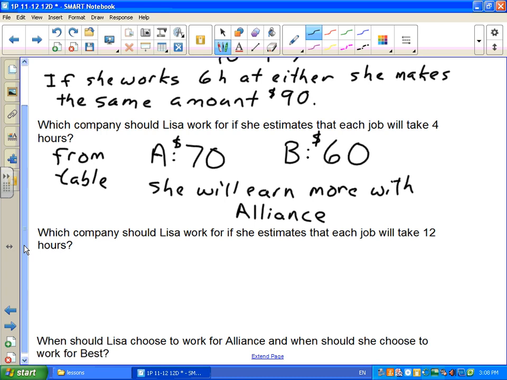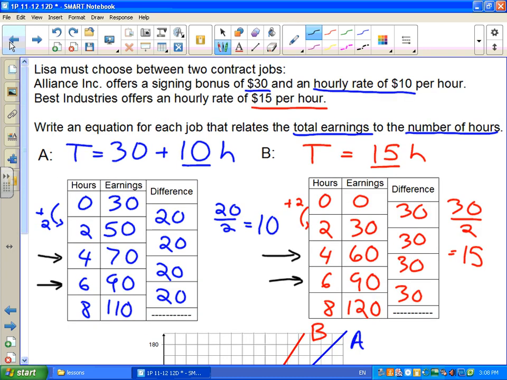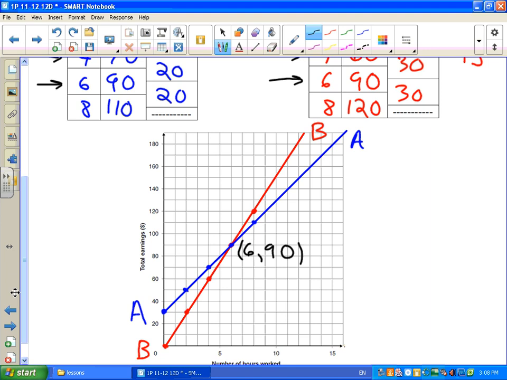Which company should Lisa work for if she estimates that each job will take 12 hours? Well, let's see. We could use our equations here to figure out how much she would make for 12 hours. Or we can look at the graph. Let's go back and look at our graph. 12 hours is right here. Okay? So if she's working 12 hours, which job pays her more for working those 12 hours? Well, which line is higher here? The B one is higher. It's paying her more money.